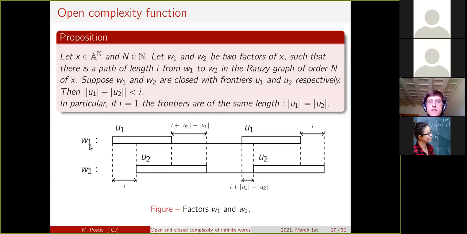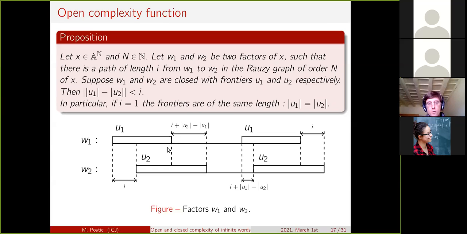Let's look at a figure to illustrate this. I'm writing first W1, which is here, and I know that W2 is at distance i in the rosy graph of W1. It means that you have this prefix of W1 which coincides with this suffix of W1 which coincides with the prefix of W2 of the same length. Now what I can do is put the frontier of both of the words, and I know that U1 must not occur anywhere else in W1, and U2 must not occur anywhere else in W2, by definition of the frontier. So now if I look at this distance here, I'm saying that this distance must be positive.